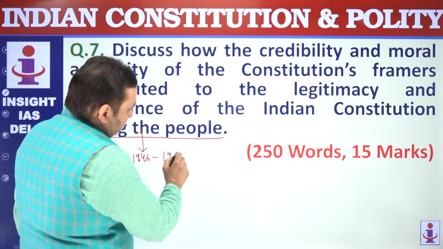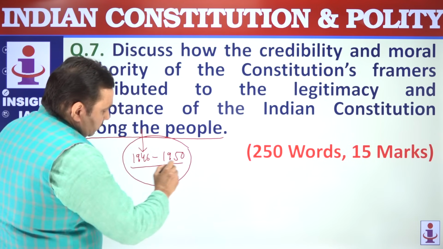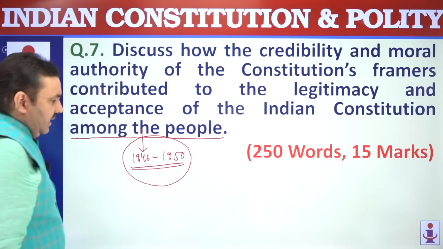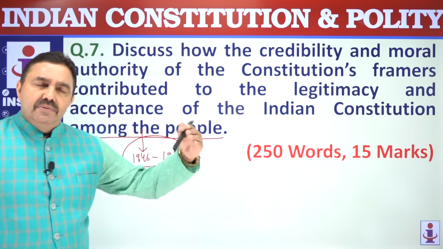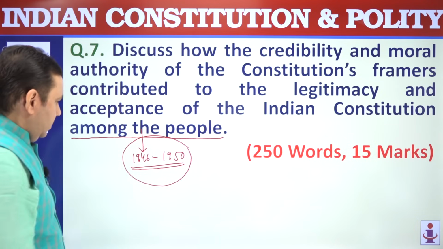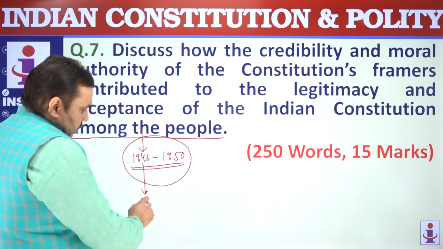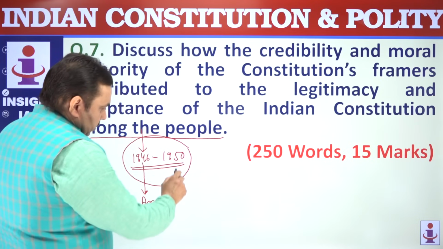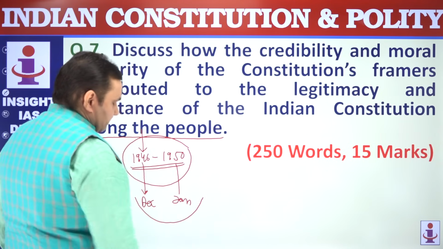Now look at the framing of the Constitution, from 1946 to say 1950 or 1949. Some provisions of the Constitution came into force in November 1949, and most of the provisions came into force on 26th of January 1950. So December 1946 to January 1950 was the period during which the Constitution was drafted.